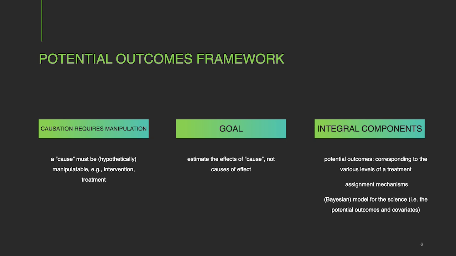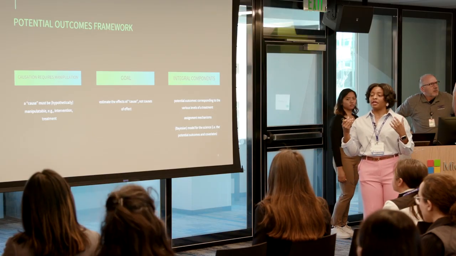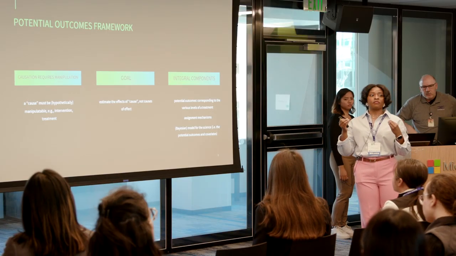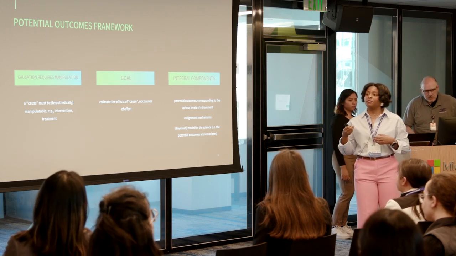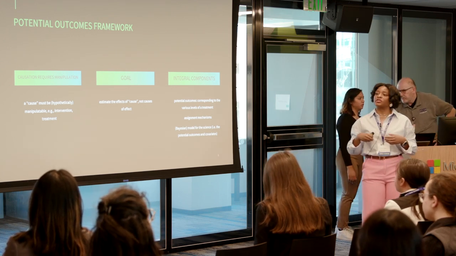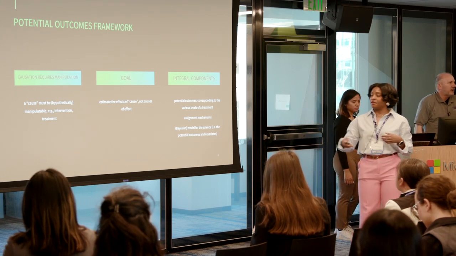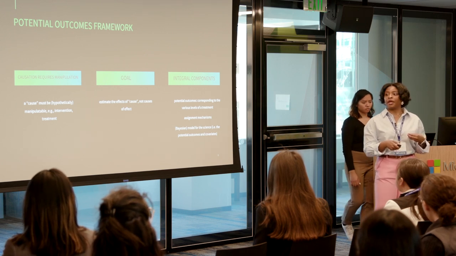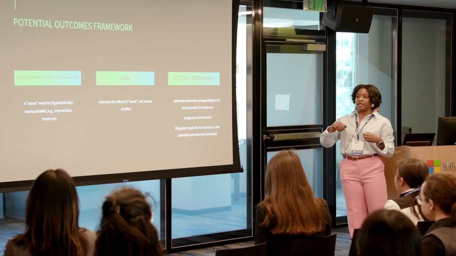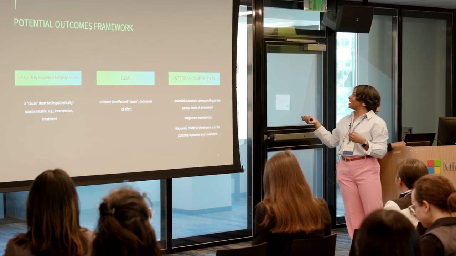The first thing says that causation requires manipulation, meaning you have to have something that can be manipulated, something like an intervention, maybe a treatment. Something that we can force to happen and force not to happen. Our goal here is to estimate the effects of the cause and not the cause of effect. How did my change in Y cause, how did Y cause my change in X?